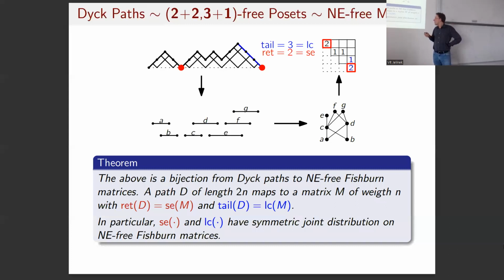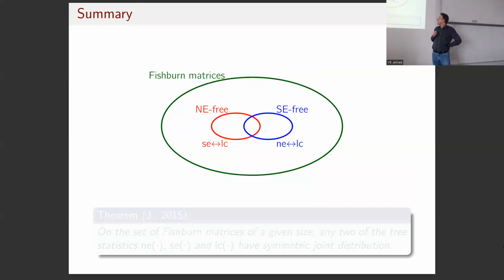But the point, before I go to the point, I will draw this symbolic picture. So I have this class of all Fishburn matrices, and inside the class there are two notable subclasses of northeast free matrices and southeast free matrices, both enumerated by Catalan numbers. I should warn you that this picture is not made to scale.